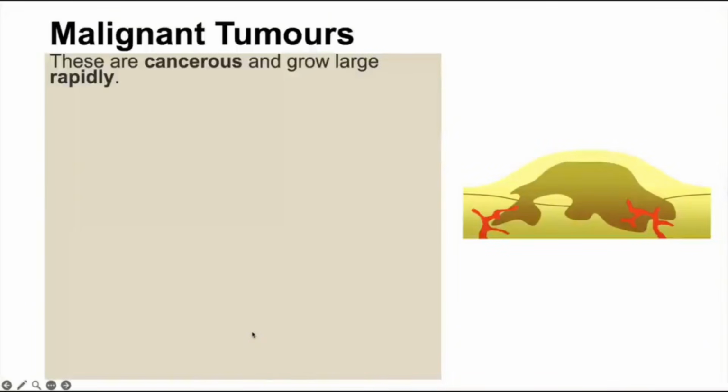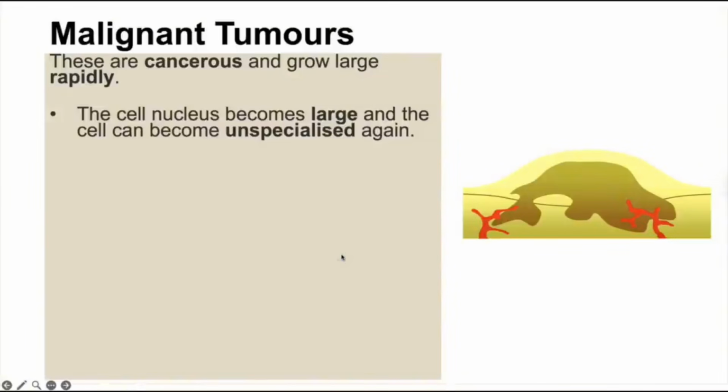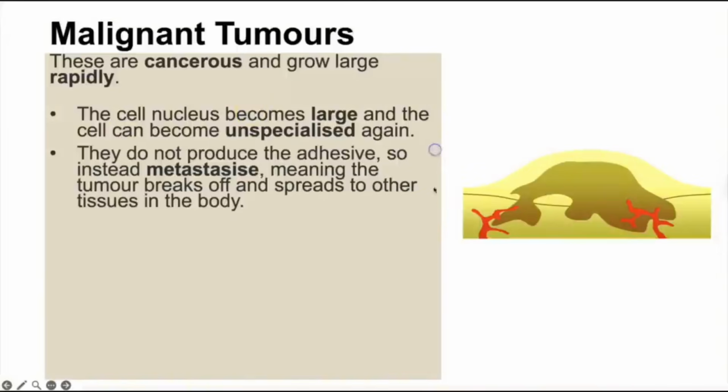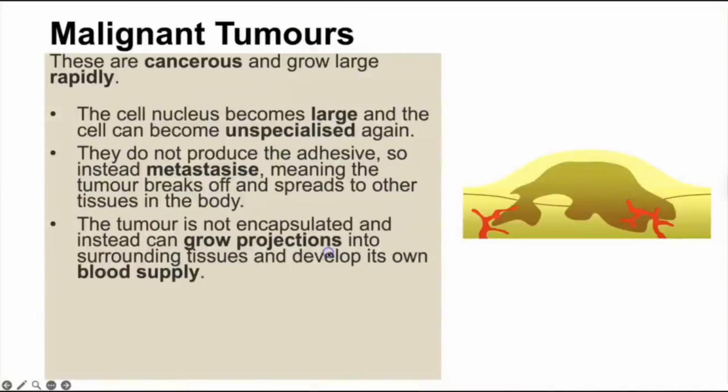Malignant tumours are cancerous and they can grow large very rapidly. The cell nucleus becomes large and the cell can then become unspecialised again. They don't produce that sticky adhesive layer and they also don't have a capsule around them, which means that these tumours are able to metastasise. What that means is cells from the tumour can break off and get into the bloodstream or the lymphatic system and therefore move around the body and then lodge in new tissues to make secondary tumours.